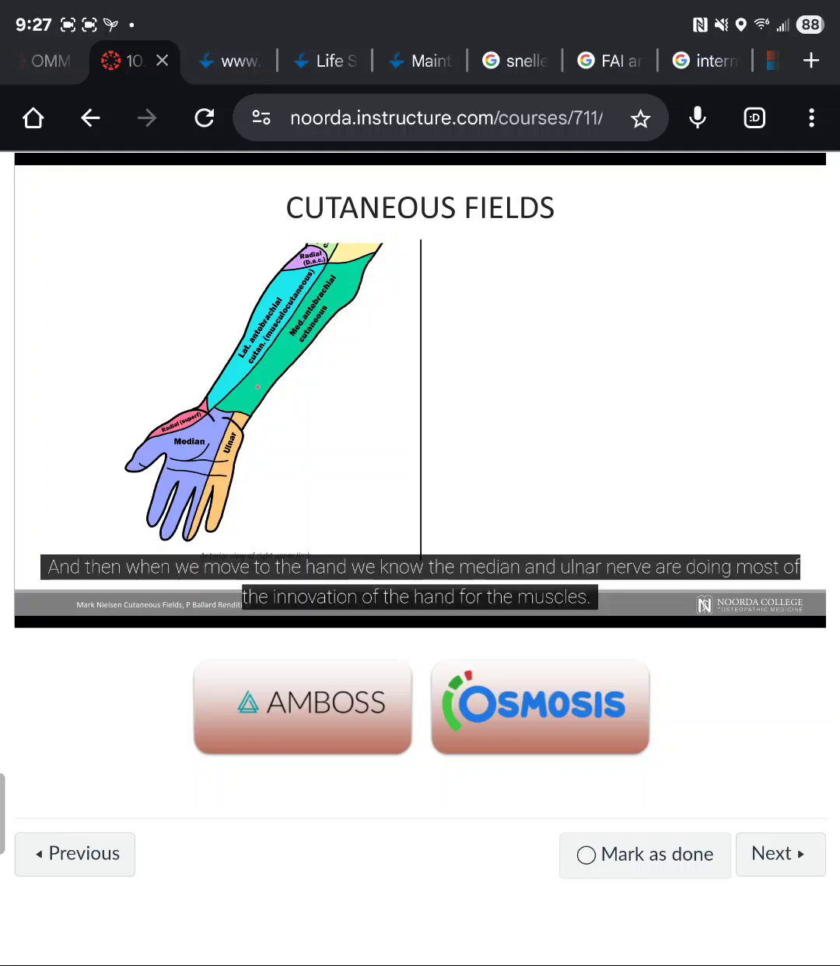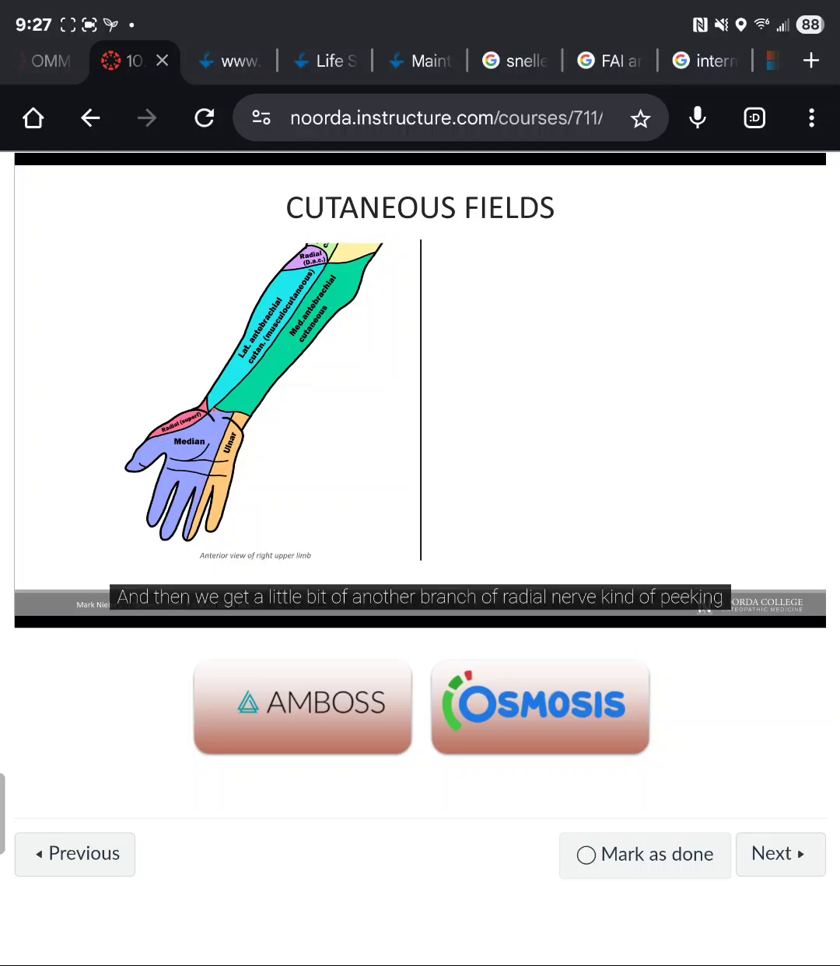And then when we move to the hand, we know the median and ulnar nerves are doing most of the innervation of the hand for the muscles, so it makes sense they're doing a lot of the sensory, with the ulnar on the ulnar half doing the 5th digit and the ulnar half of the 4th digit. And then the median nerve doing the majority of the thumb, the 2nd, 3rd, and then half of the 4th digit. And then we get a little bit of another branch of radial nerve kind of peeking out anteriorly here.